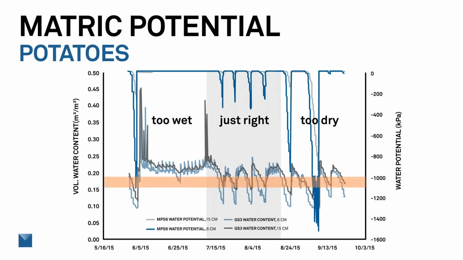And one thing I like to note here is visually, again, looking just at volumetric water content, you're talking about a very minor change between what's perfectly optimal and what's significant drought stress, potentially reaching permanent wilting point for those crops.